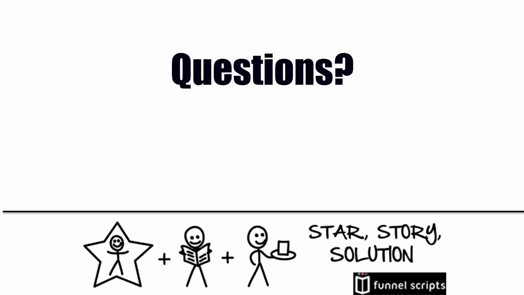Roy says, what's the difference between the Star Story Solution versus the already created short and long sales letter inside Funnel Scripts? It's just a different format. Those follow problem, agitate, solve. This follows a different format. It's kind of like there are a hundred different ways to skin a cat. It's just giving you different options for creating copy and creating sales messages rather than locking you into one thing.